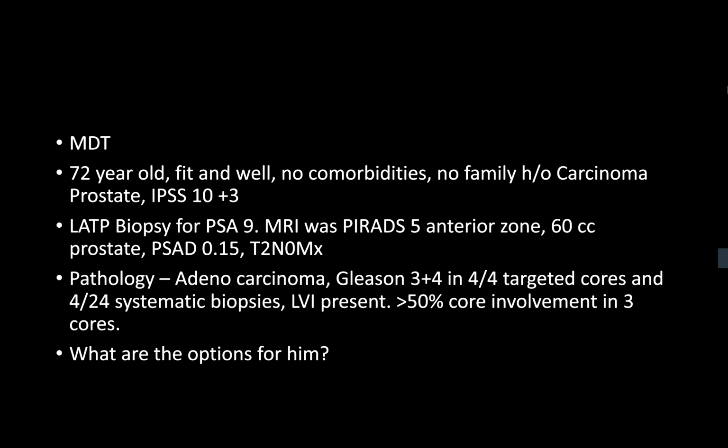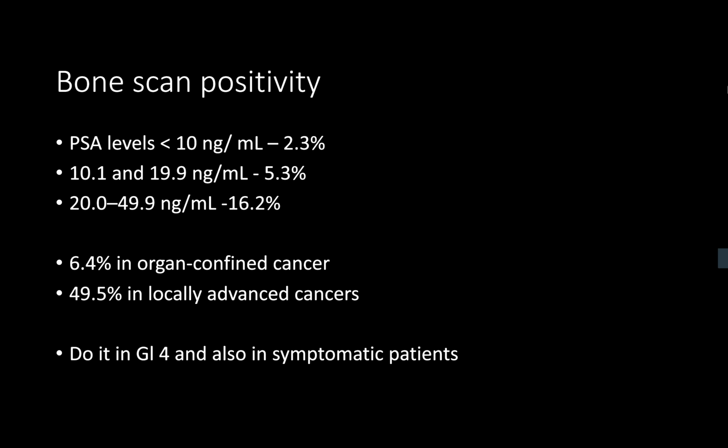Considering he belongs to the intermediate risk prostate cancer group, his options are radical prostatectomy and radical radiotherapy, and these are the preferred ones, but he can also opt for active surveillance, and he can have brachytherapy as well. Why would you opt for active surveillance? What criteria will you look for?